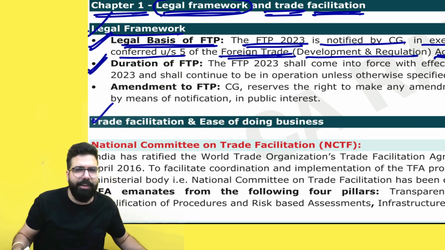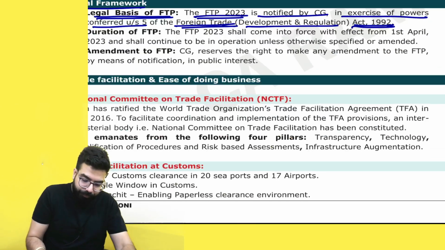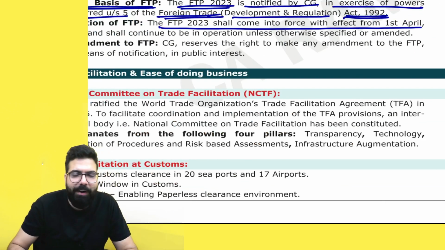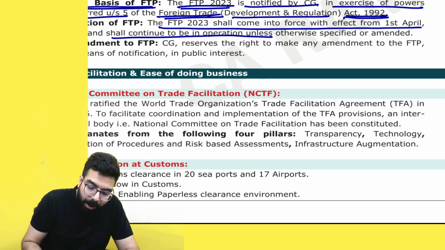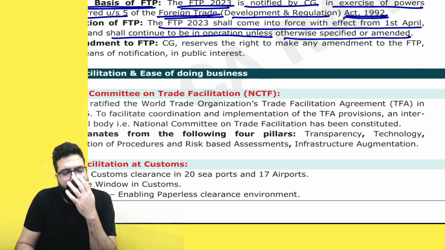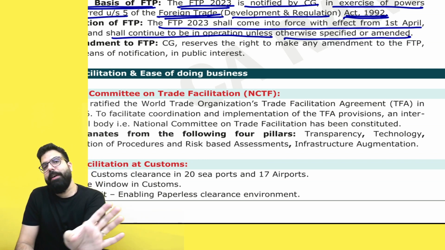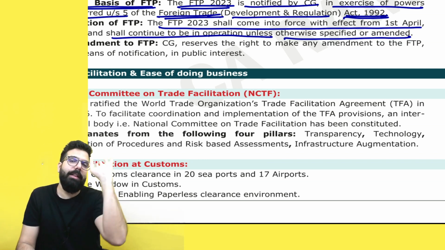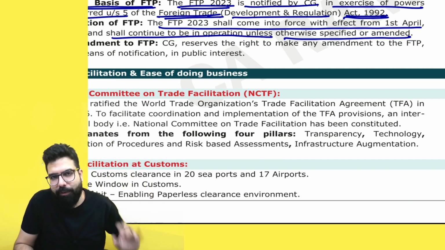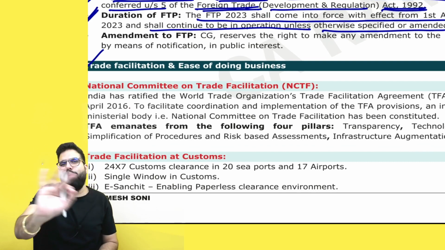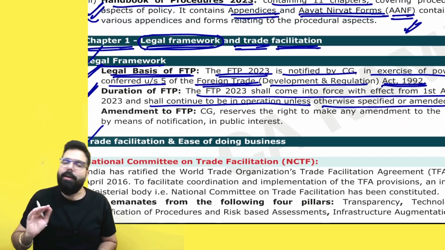What is the duration of the foreign trade policy? Earlier the duration used to be 5 years, but now the foreign trade policy has come into effect from 1st of April, and it will continue to be operational unless otherwise specified or amended. It means the foreign trade policy is not for 5 years now; it will continue until the government decides to amend it or take it back and notify a new one.